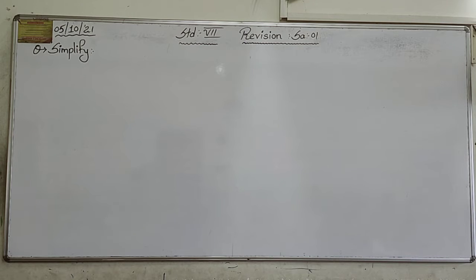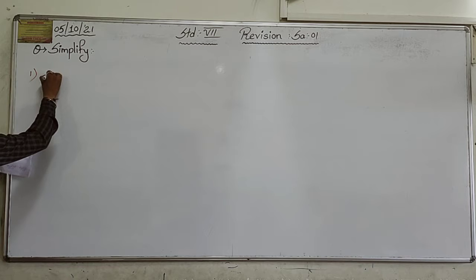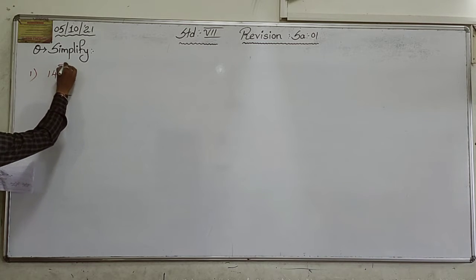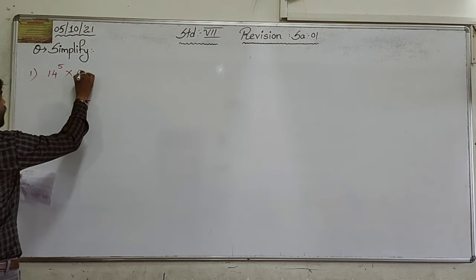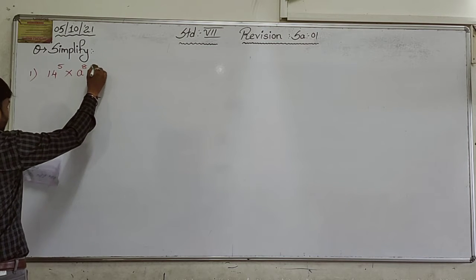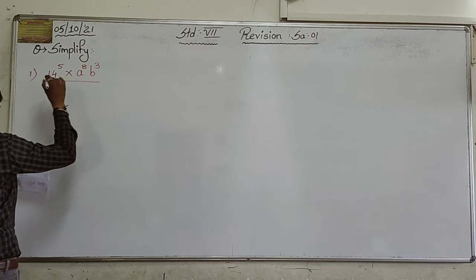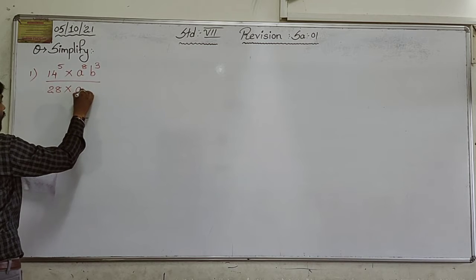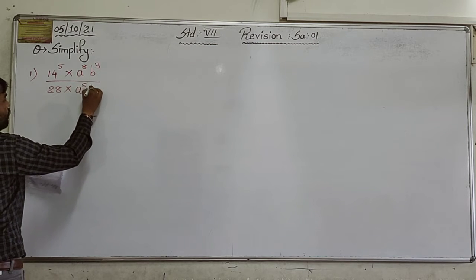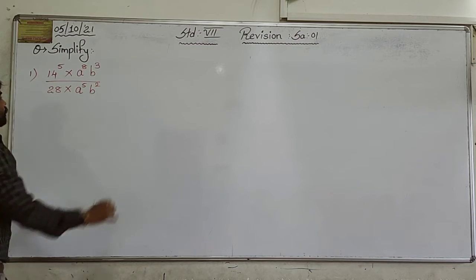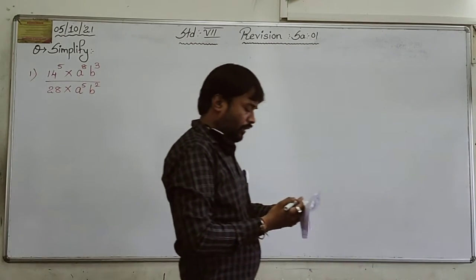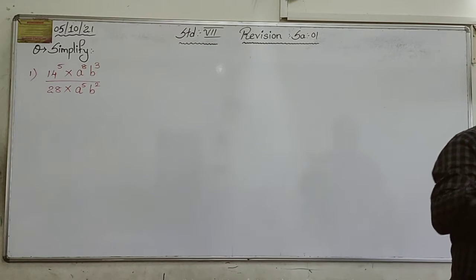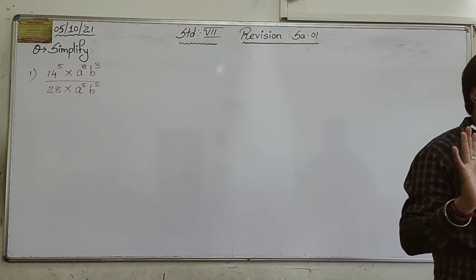So, good morning. Moving ahead with an example, simplify. First one: 14 raised to 5 multiplied by a raised to 8, b raised to 3, upon 28 multiplied by a raised to 5, b raised to 2. Sure. Now here I have already told you that cancellation is not allowed, right?